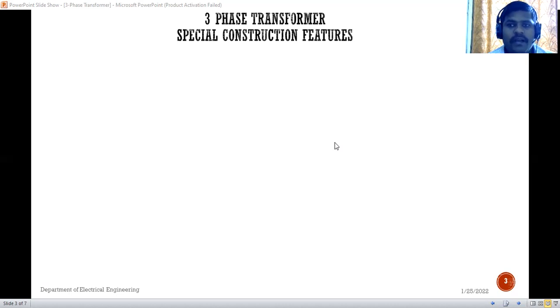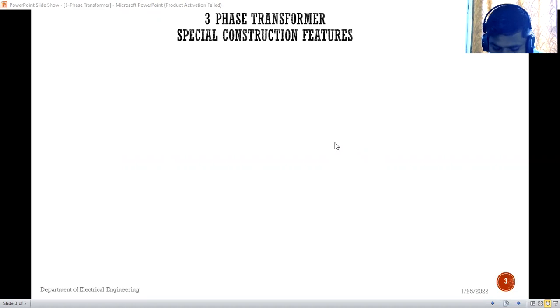And by combining core and winding, we are able to construct one three-phase transformer. Okay, combining core and winding, we are able to construct one three-phase transformer.